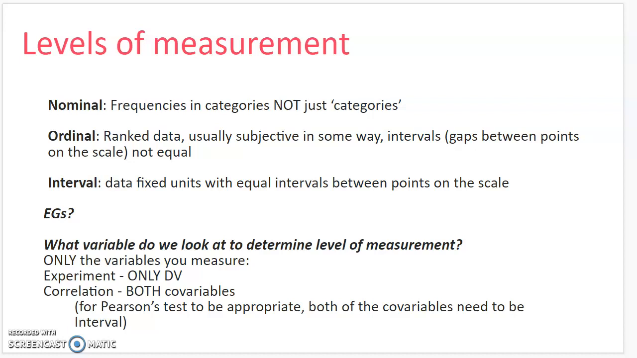In terms of correlation, you need to look at both things that they're measuring. So in our height and weight example, you need to look at how is height being measured and how is weight being measured. For the Pearson's R test to be appropriate, both of those co-variables, so the 2 things you're measuring, need to be an interval level of measurement. If a scenario has one variable for a correlation that is ordinal and one that is interval, then you would have to go with Spearman's instead. And obviously if both are ordinal, then Spearman's would also be appropriate.